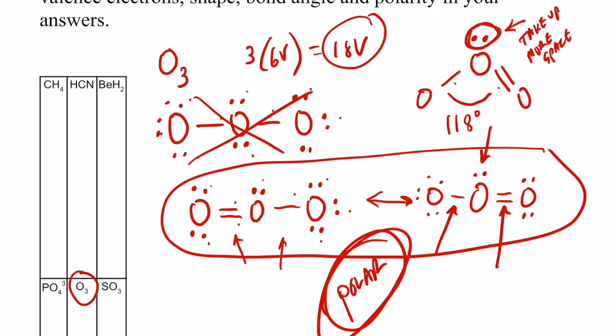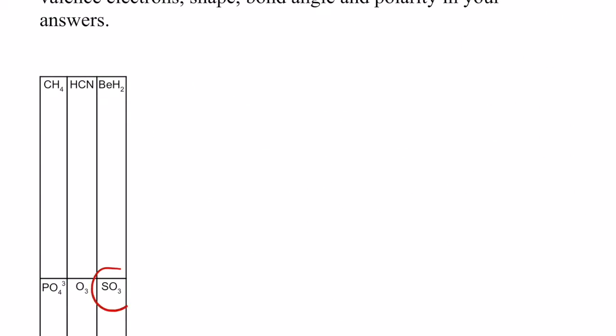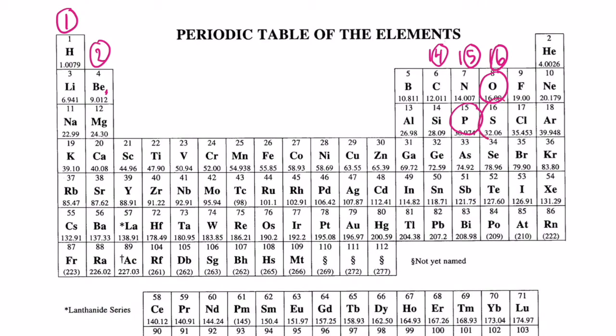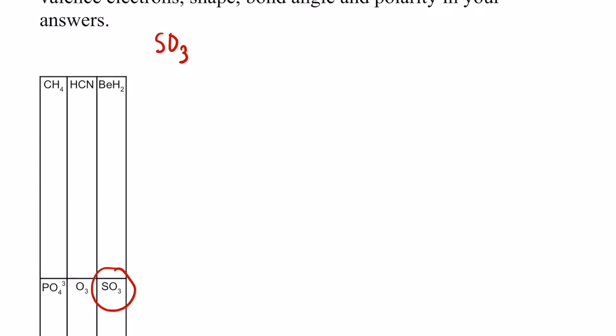So we've got the Lewis structure, polarity, bond angle, and valence electrons. It looks like there's one more to do on your review sheet, and that's SO3. So let's figure out our valence. Here's sulfur. It's in group 16. So we already figured out that that has 6 valence. And we did oxygen a couple of times now. Each oxygen has 6 valence. So we have 24 valence that we have to work with here.